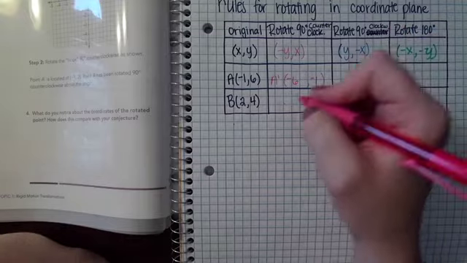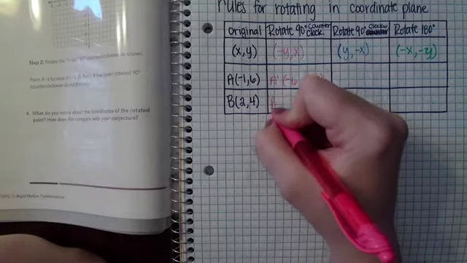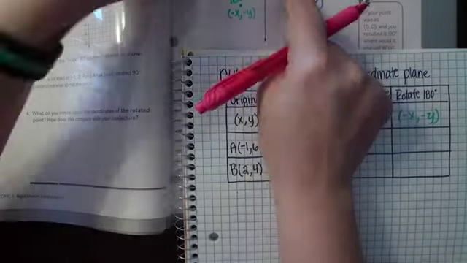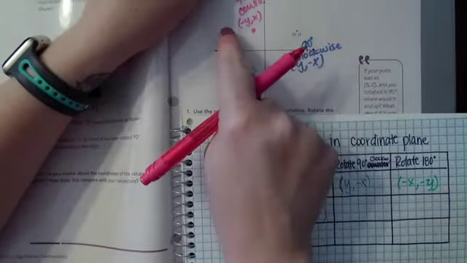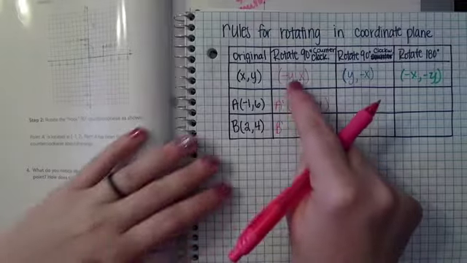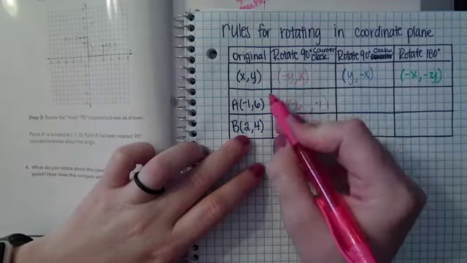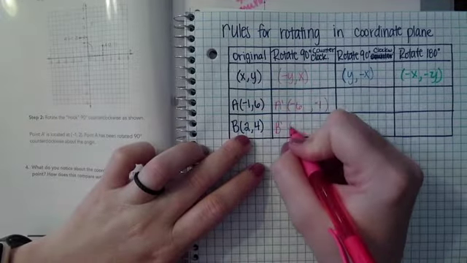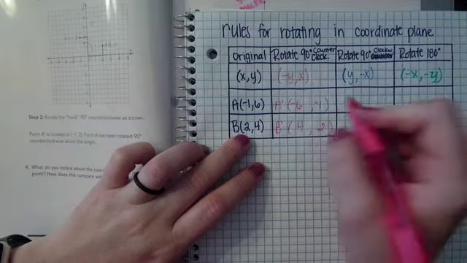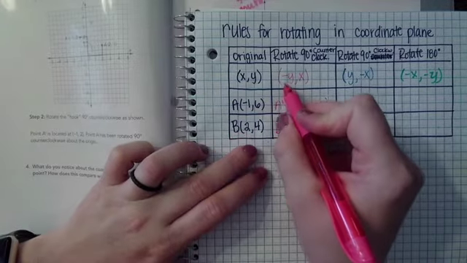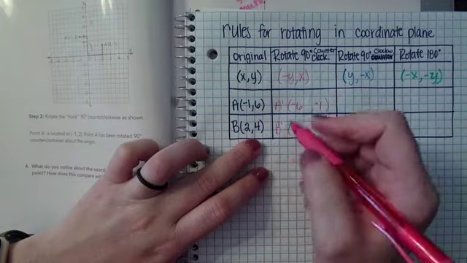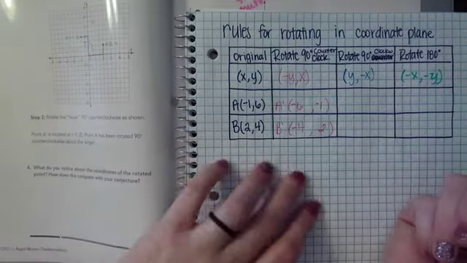Okay, let's do the same thing for this B. So I'm going to go counterclockwise. So remember, that's going this direction. So if I'm at 2, 4, and I went counterclockwise, I'm going to switch y and x. So I'm going to do 4, comma, 2. And then I'm going to decide about the signs. So the only one that changes is 4 becomes the opposite sign, which is negative 4.